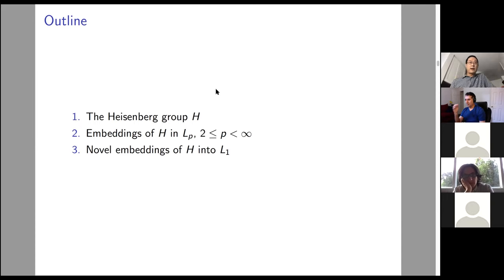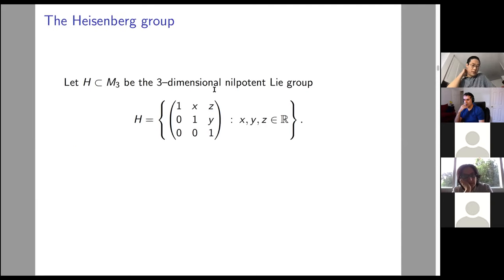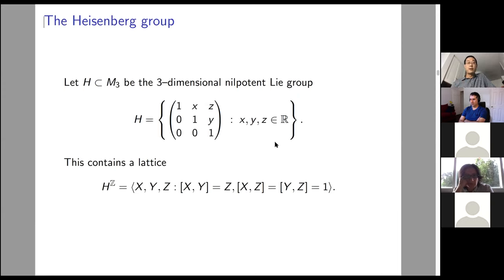Okay, so let me start with the Heisenberg group. The Heisenberg group is a group. It's a three-dimensional nilpotent Lie group. We can write it as a set of 3x3 upper triangular matrices with ones along the diagonal, and then x, y, and z above the diagonal, where x, y, and z are real numbers. And this is a group under matrix multiplication, and it contains a lattice. If instead of taking x, y, and z to be real numbers, we take them to be integers, we get a lattice. And that lattice is finitely generated. It's generated by three generators, x, y, and z, where x, y, and z are the upper triangular matrices with a 1 in one of these positions and then zeros everywhere else.